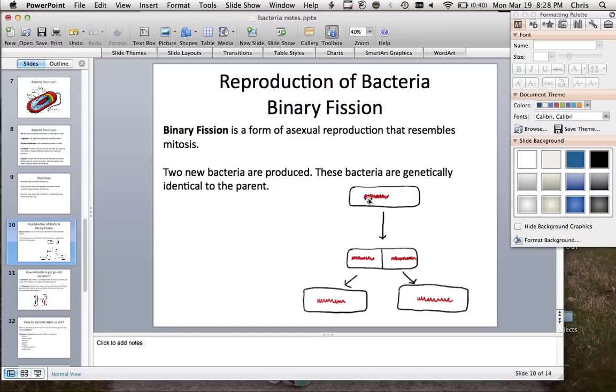You start with a parent cell, and this is that nucleoid, that tightly coiled DNA that's not in a nucleus. Before division happens, the DNA in this nucleoid is replicated, and here we have 2 identical copies of that DNA, and the cell is beginning to divide. And the cell divides in half, the cytoplasm pinches in half, and you have 2 genetically identical daughter cells. So it resembles mitosis in a lot of ways, but this is asexual reproduction, and that means that these daughter cells are going to be genetically identical to the parent cell.